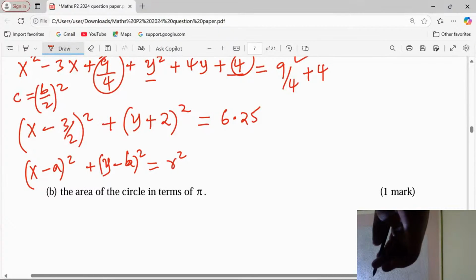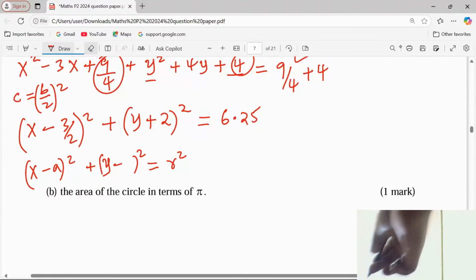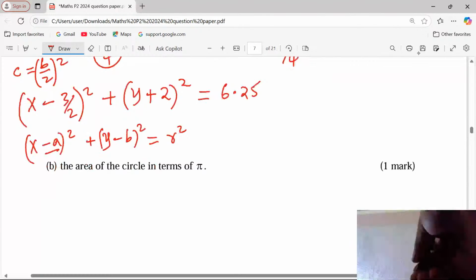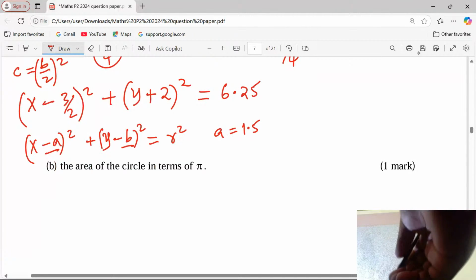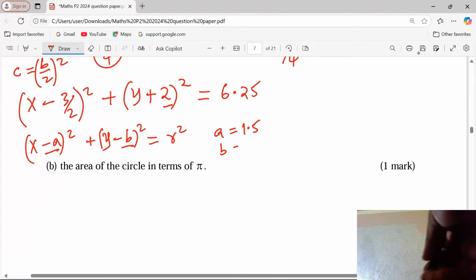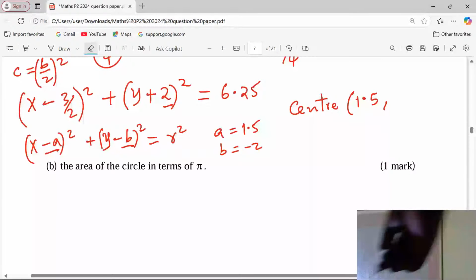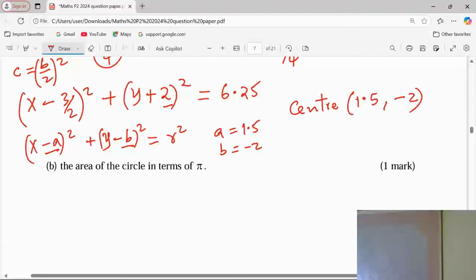Now, in this particular case, we're supposed to understand something: negative A equals negative 1.5, so the value of A is 1.5. Negative B equals 2, so B equals negative 2. So the center will possess a coordinate equivalent to 1.5, negative 2.